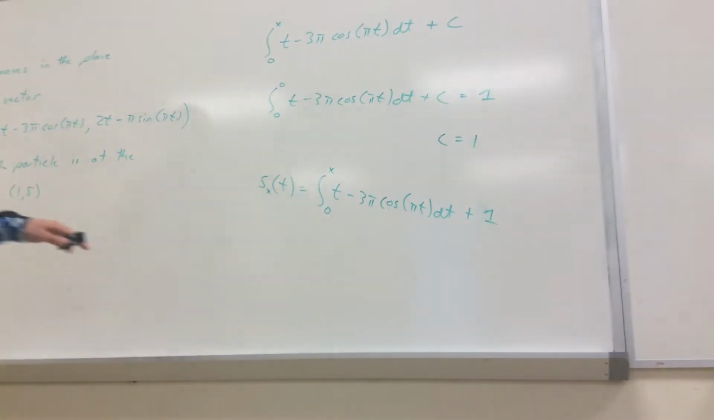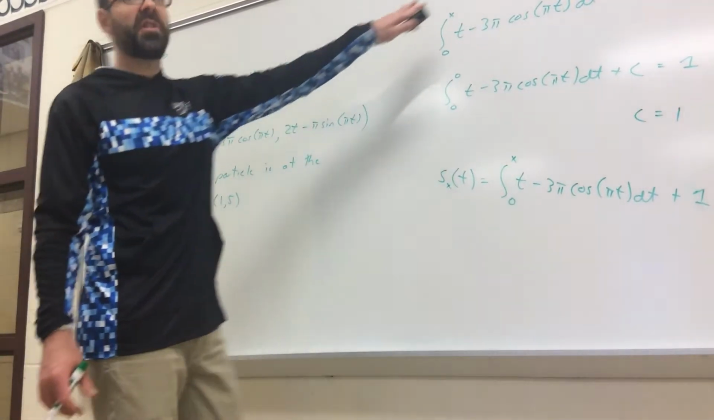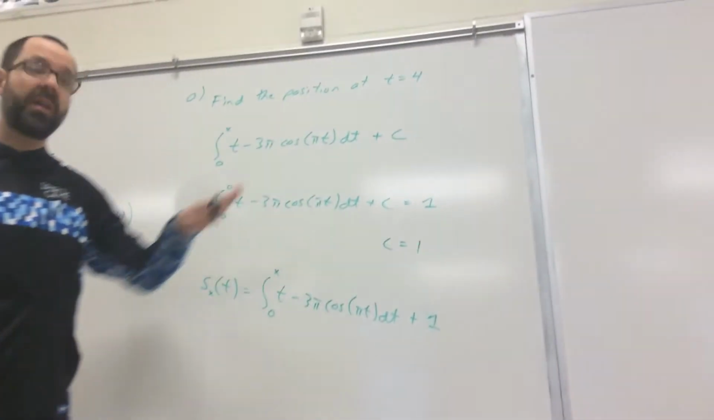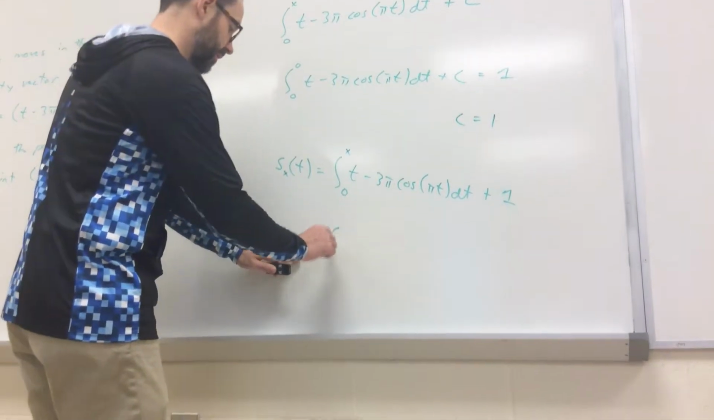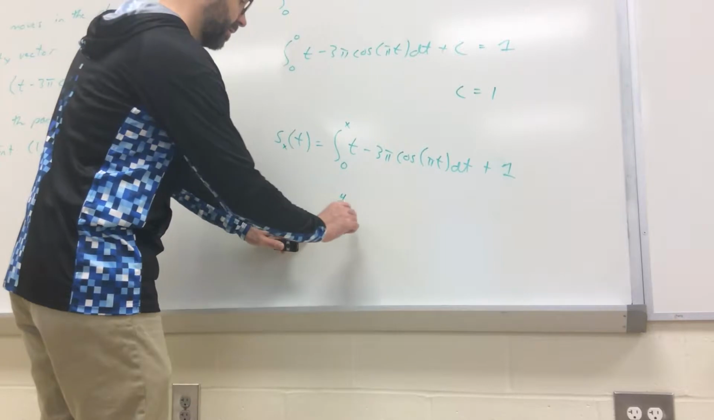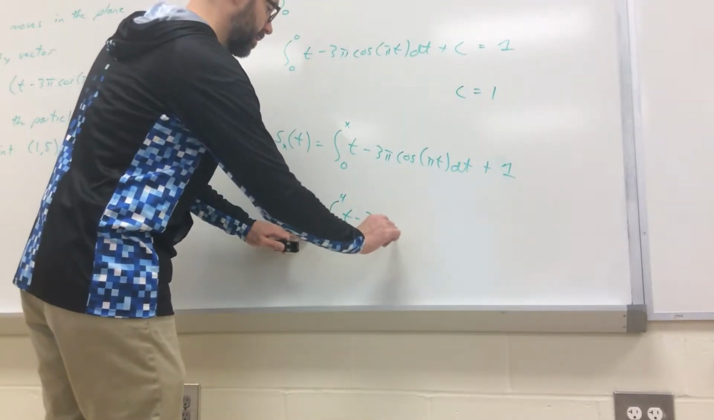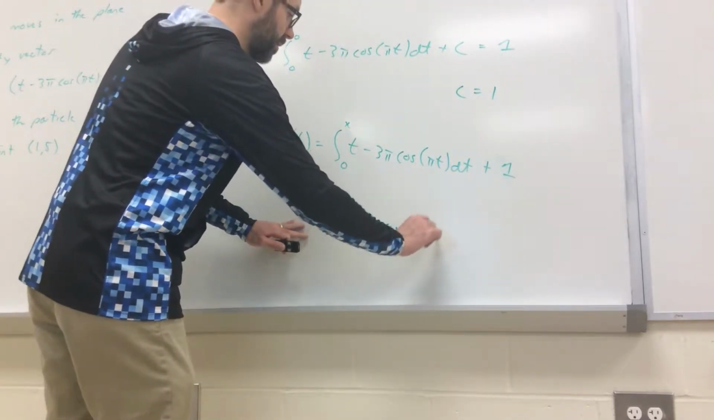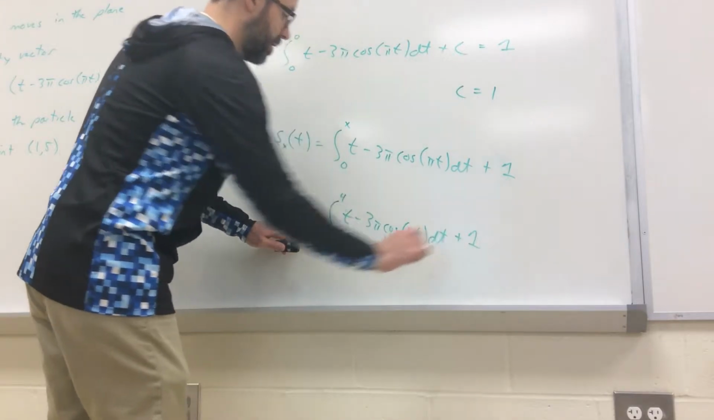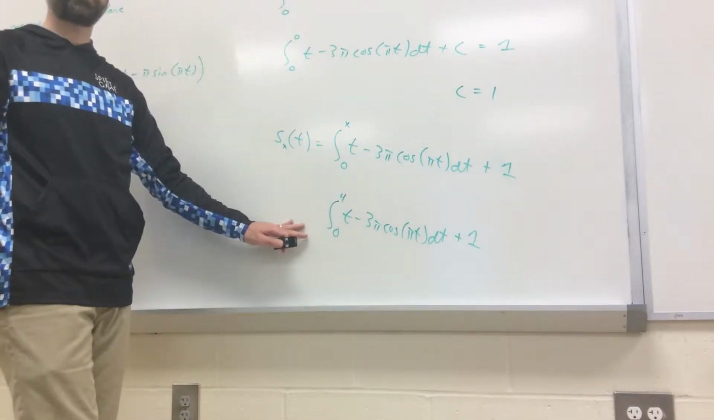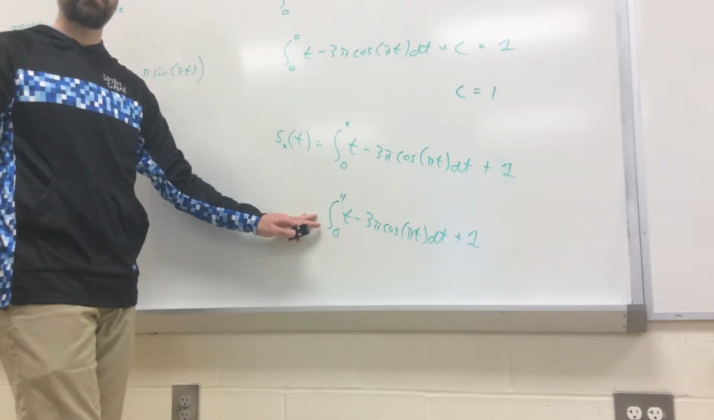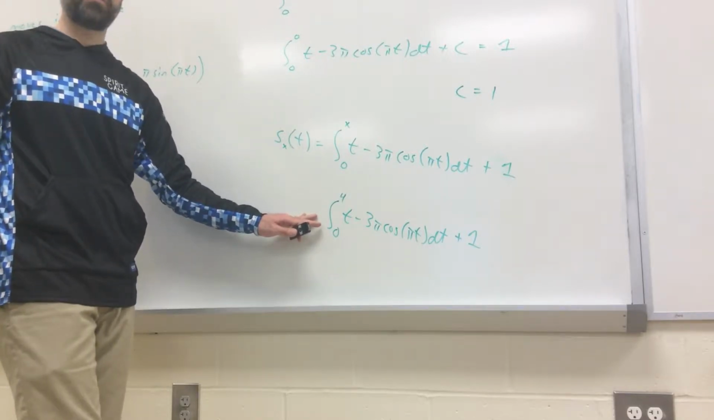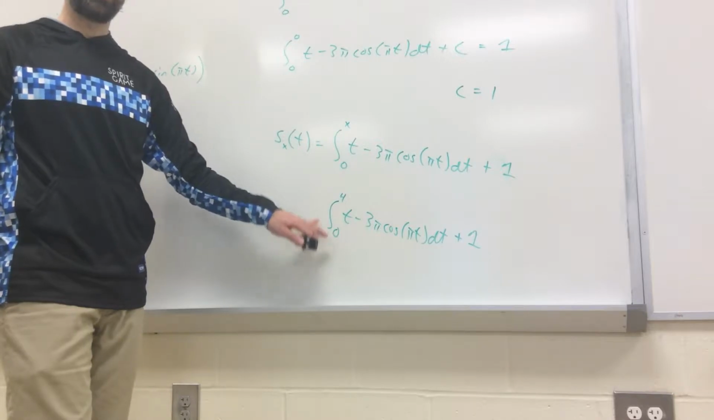Okay, so then to find the position at t equals 4, I would just plug a 4 into this, right? So I'd integrate from 0 to 4. And again, if we wanted to, we could do this by hand. But we'll just go calculator active today and math 9 this from 0 to 4.